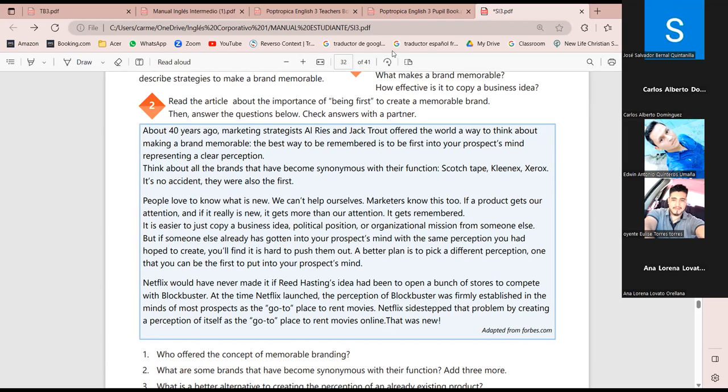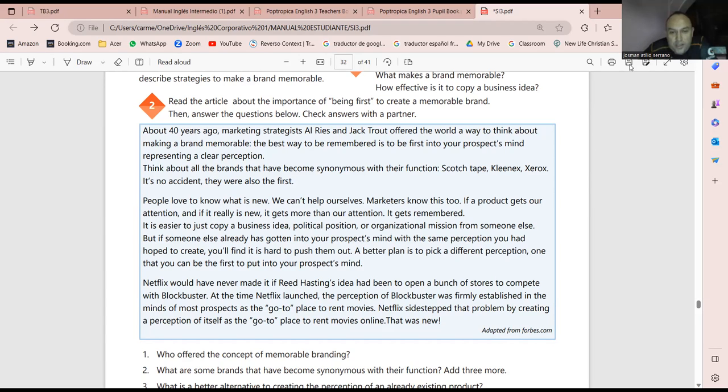Think about how the brands that have become synonymous with their category: Scotch Tape, Kleenex, Xerox. It's no accident. They were also the first. People love to know what is new. If a product gets our attention, and if it really is new, it gets more than our attention, it gets remembered.